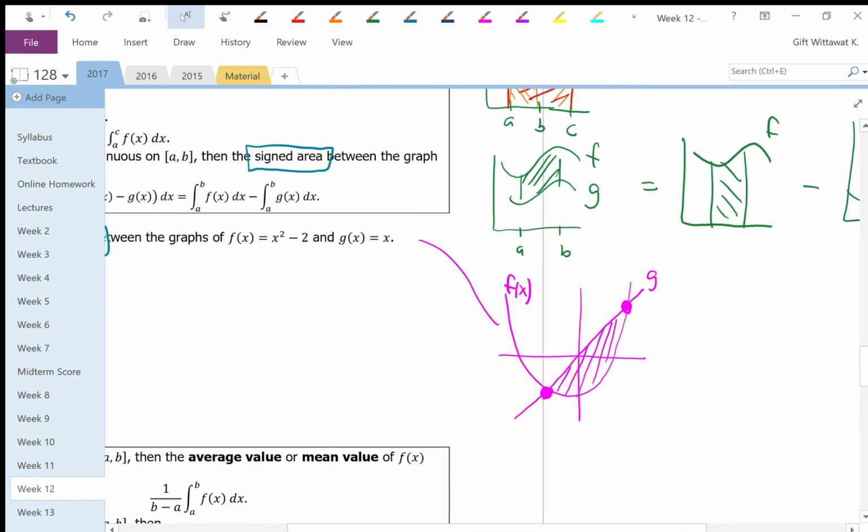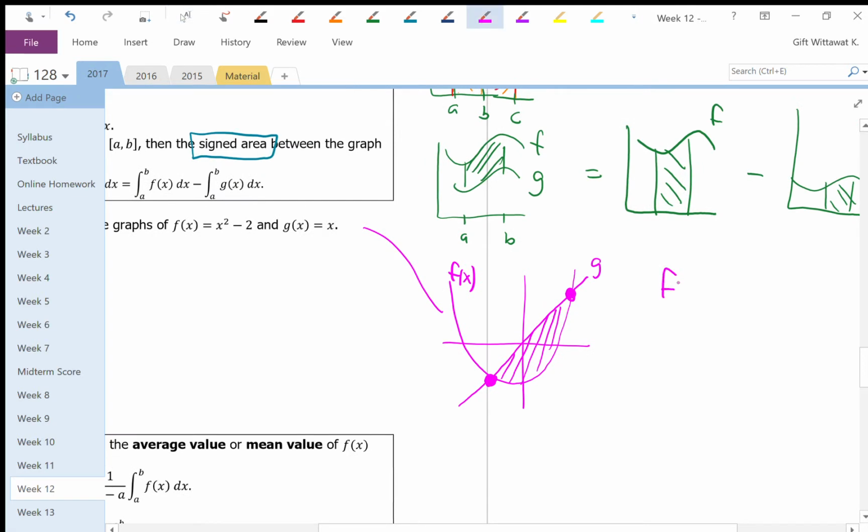These endpoints are going to be when my function f meets the function g. So it's going to be the value of f equal to the value of g. To find these two points, I just need to solve for when f of x equals g of x. That's x squared minus 2 equal to x, or x squared minus x minus 2 equal to 0. I factor this and get x minus 2, x plus 1 equal to 0. So the two points are when x equals negative 1 and when x equals 2.